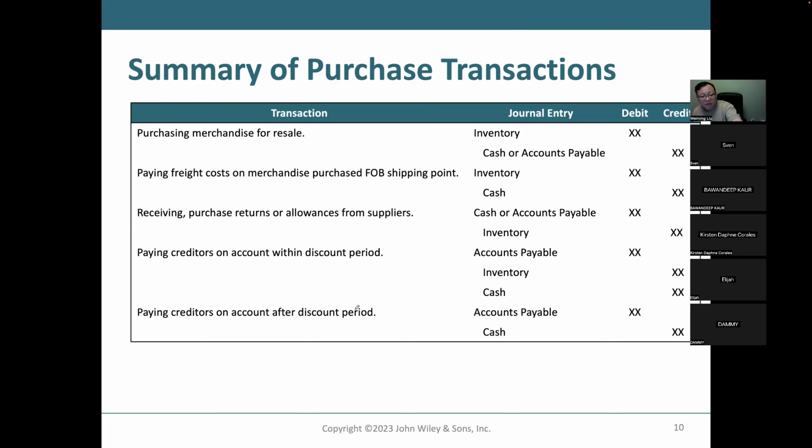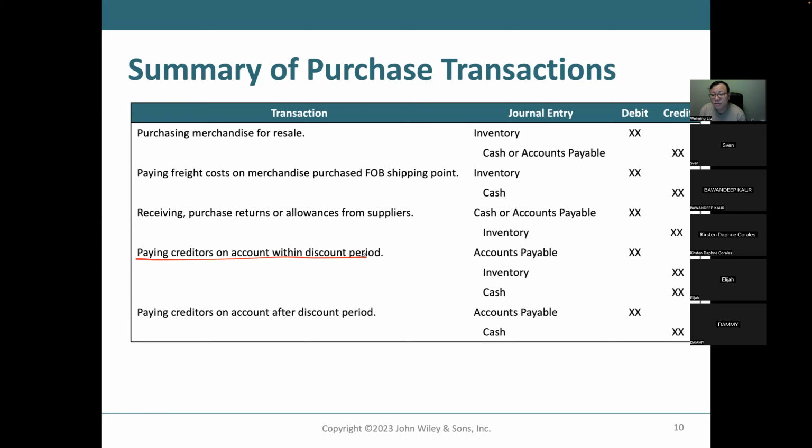Paying creditors on account within the discount period. This is a time that you have accounts payable, you owe people money, but if you are able to pay within the discount period, you can pay less money. So your accounts payable, let's say it's 100, but you only pay cash 90, because there's a discount. The purchase discount will reduce the inventory, so you credit the inventory for that 2%. I'm going to show you here.